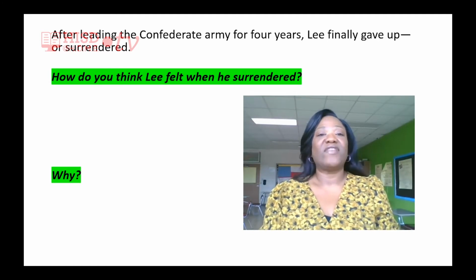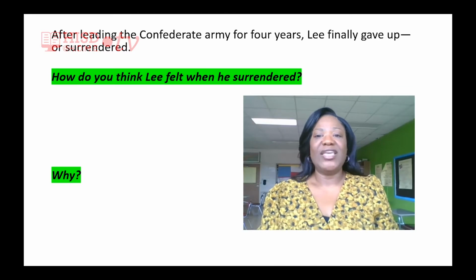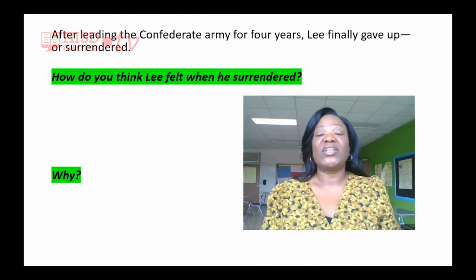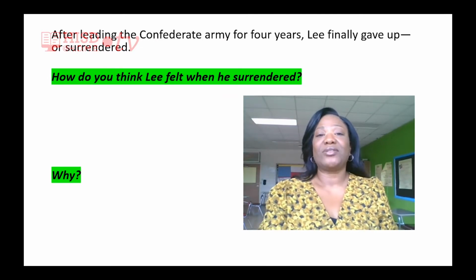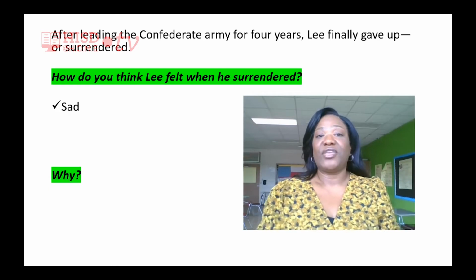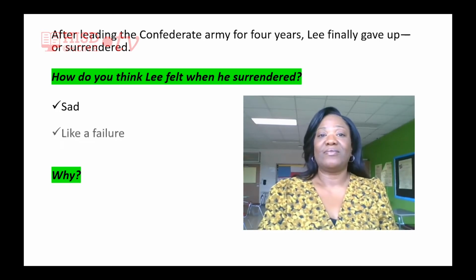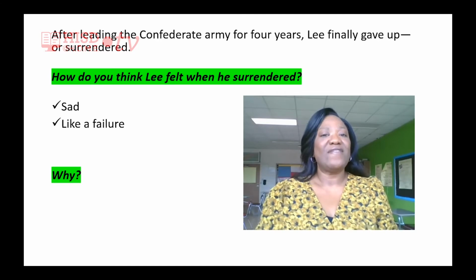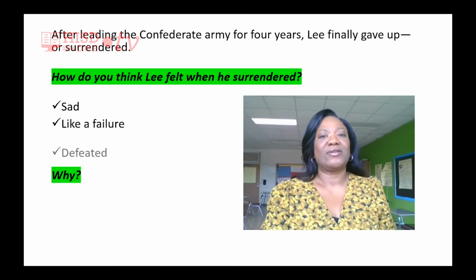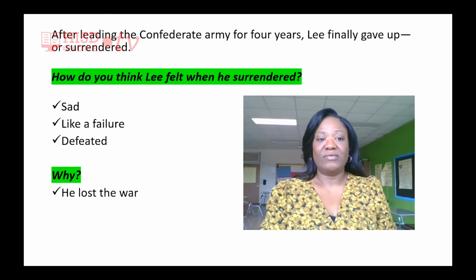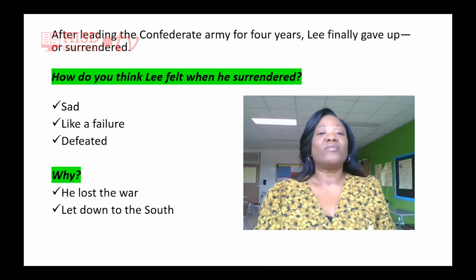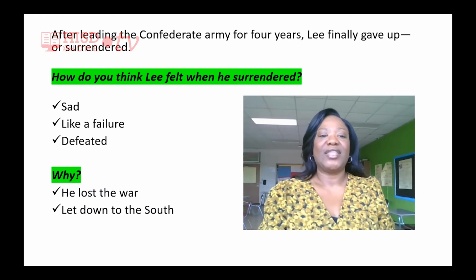After leading the Confederate Army for 4 years, Lee finally gave up, or we can say he surrendered. How do you think Lee felt when he surrendered? Do you think he felt sad? Do you think that he felt like a failure? Do you think that he felt defeated? Why? Was it because he lost the war? Or was it because he felt like he had let down the South?